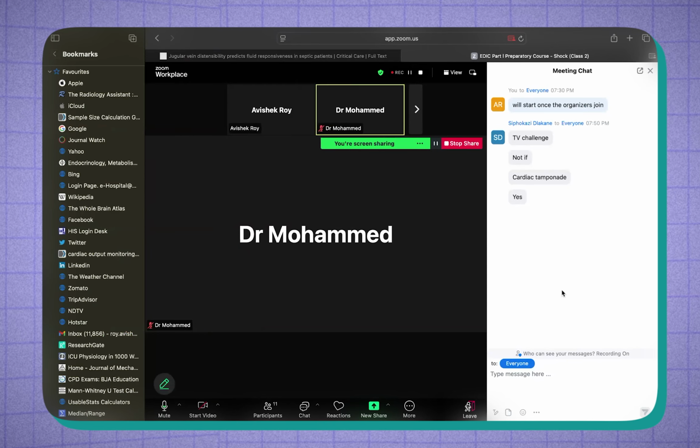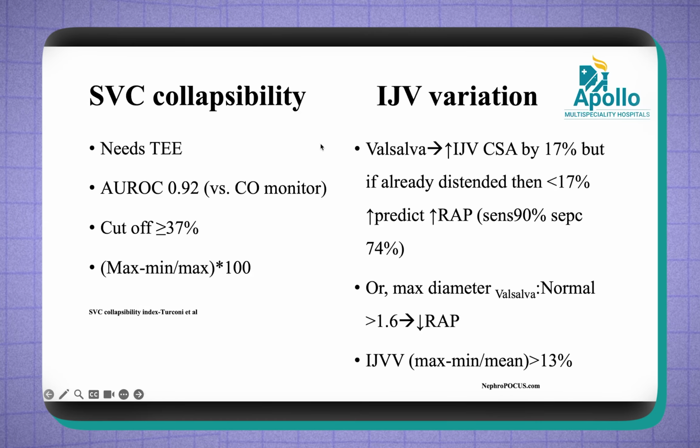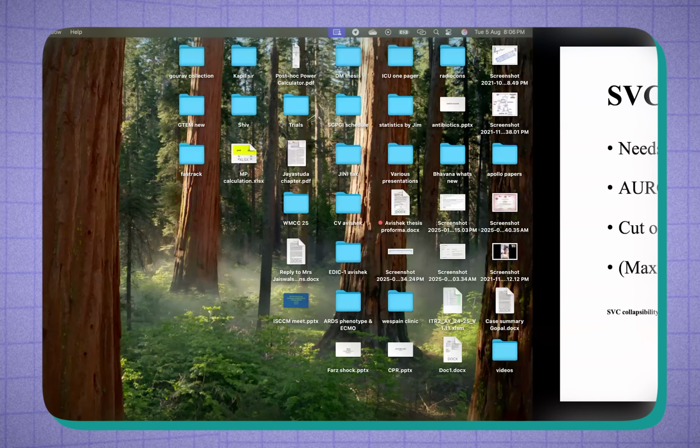The answer is that you can see the SVC by transthoracic echo. There is a modification that we do, if you know about the subxiphoid view, or the subcostal IVC view, you can actually look at it.